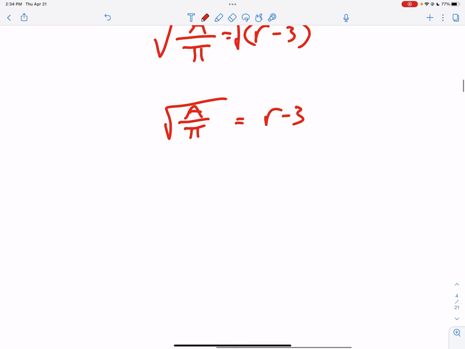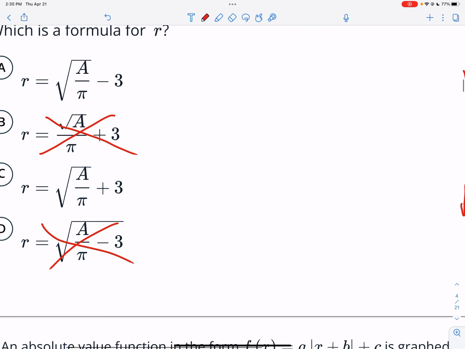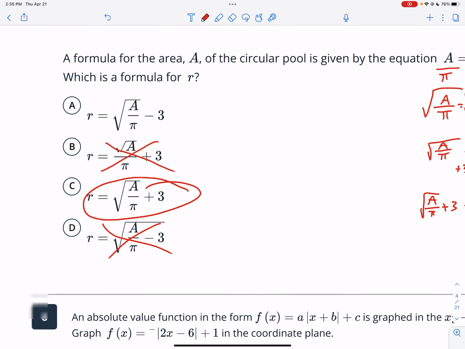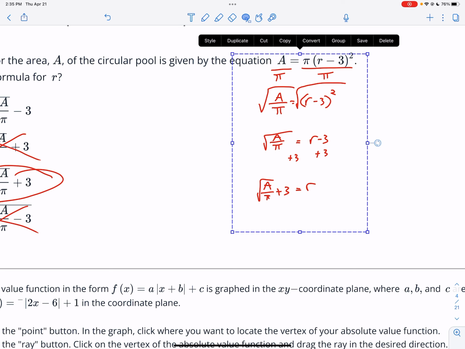Now, honestly, in this case right here, discounting solutions is not even necessary. I would just finish by adding 3 to both sides, and you get the square root of A over pi plus 3 equals r. That was, again, me just undoing this negative 3 on the right side because I'm trying to solve for r. I get r is equal to that stuff. So it's got to be this one.